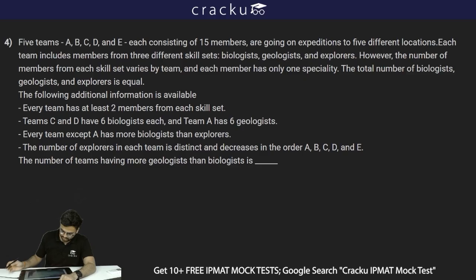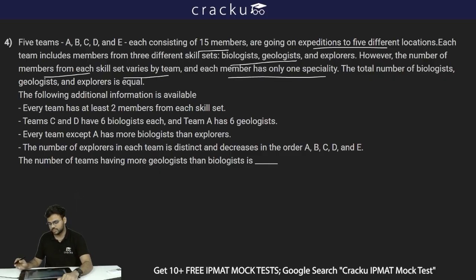So this question we have already developed. 5 teams A, B, C, D, E, each consisting of 15 members, are going on expedition to 5 different locations. Each team includes 3 different skill sets: biologists, geologists, and explorers. The number of members from each skill set varies by team, and each member has only one specialty, and the total number of biologists, geologists, and explorers is equal.